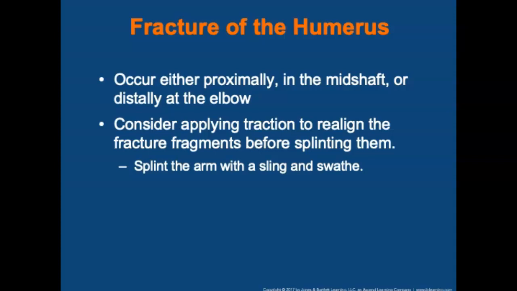With any fracture, you must consider applying traction to realign the fracture. Support the site of the fracture with one hand, and with the other hand grasp the humerus in the area just above the elbow. Pull gently in line with the normal axis of the limb. Splint the arm with a sling and swath, supplemented with a padded board splint on the lateral aspect of the arm.